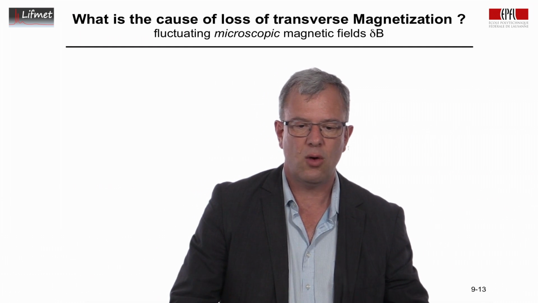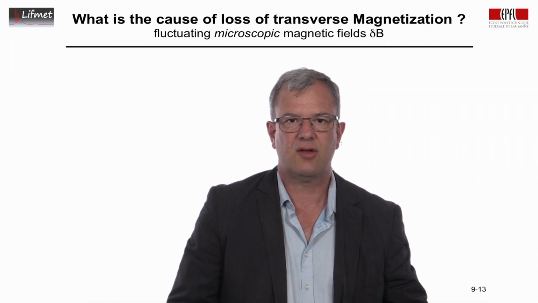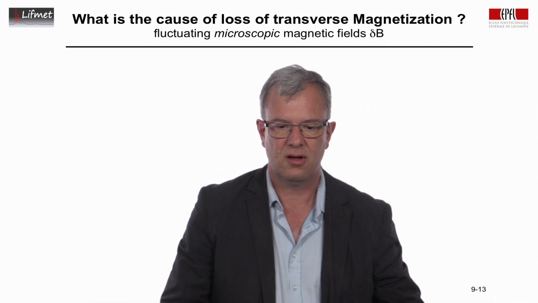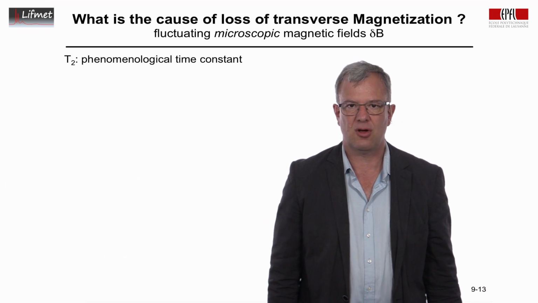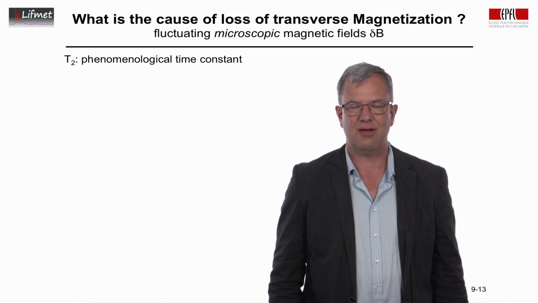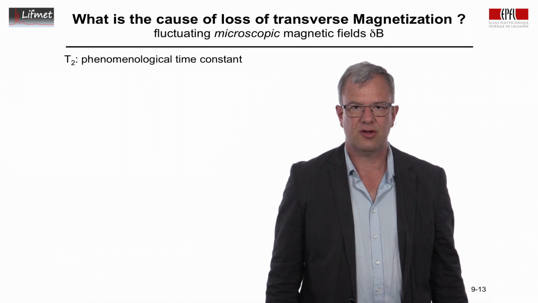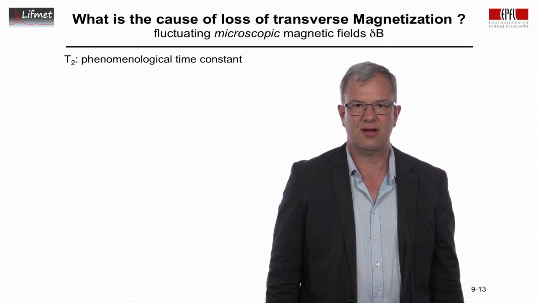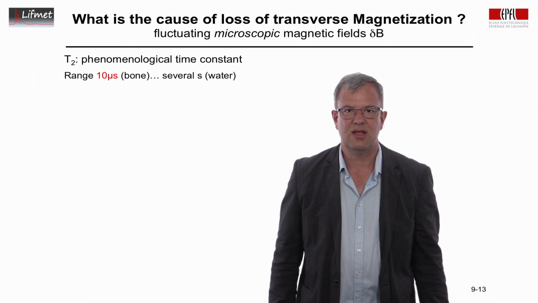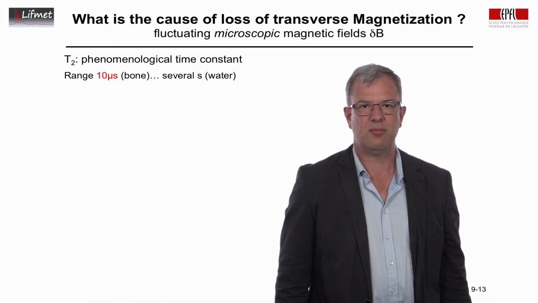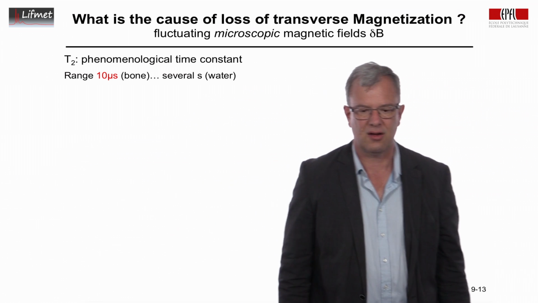So now, how does a locally varying magnetic field that fluctuates cause a loss of transverse magnetization? We will deal with T2 largely as a phenomenological time constant, but in this little example I want to give you some rationalization on how this T2, this decay time for the transverse magnetization, is influenced by molecular events. First, to give us an idea what we're talking about, the T2 ranges from typically on the order of 10 microseconds in bone, to several seconds in water.